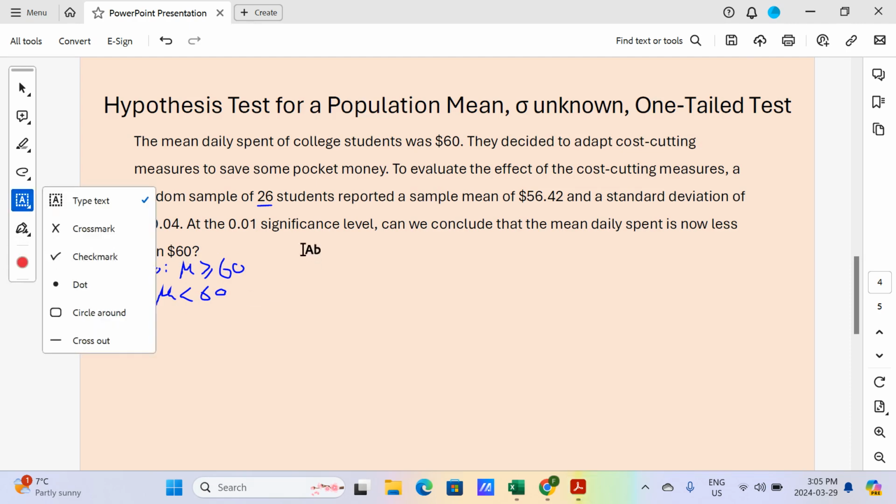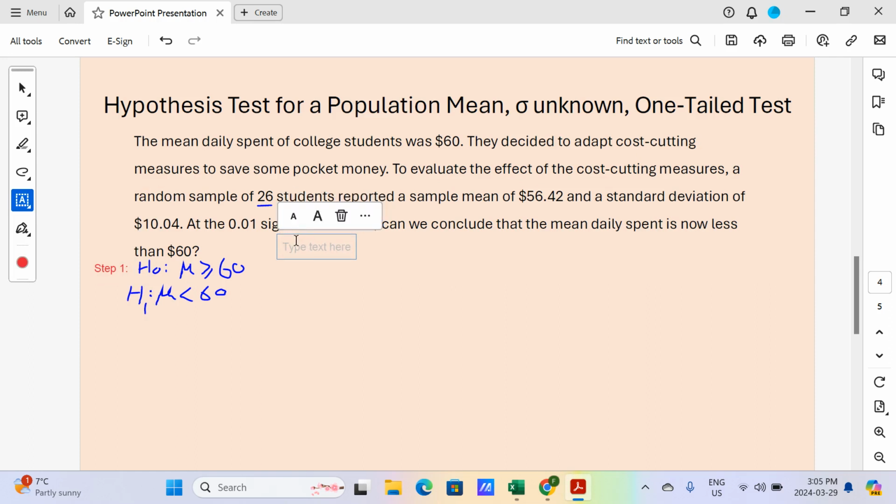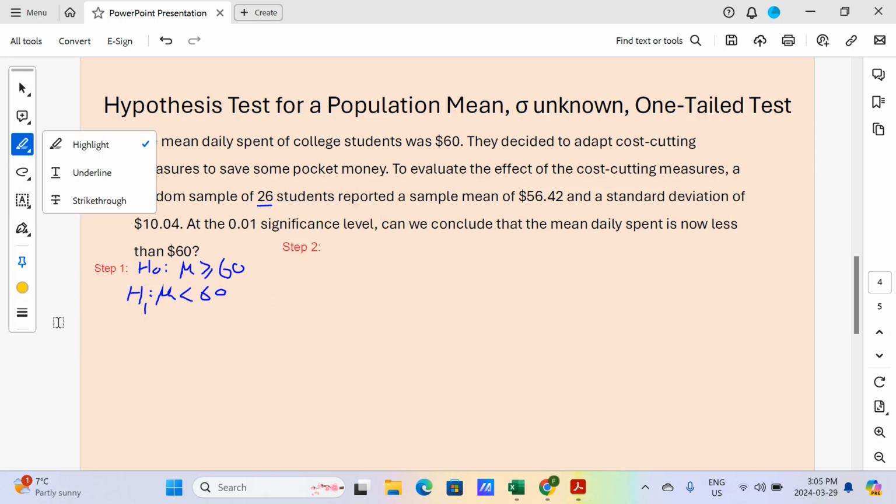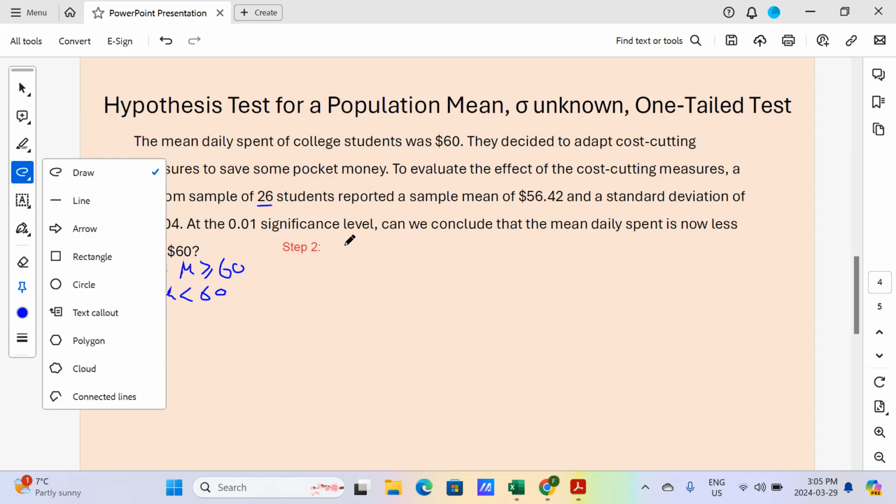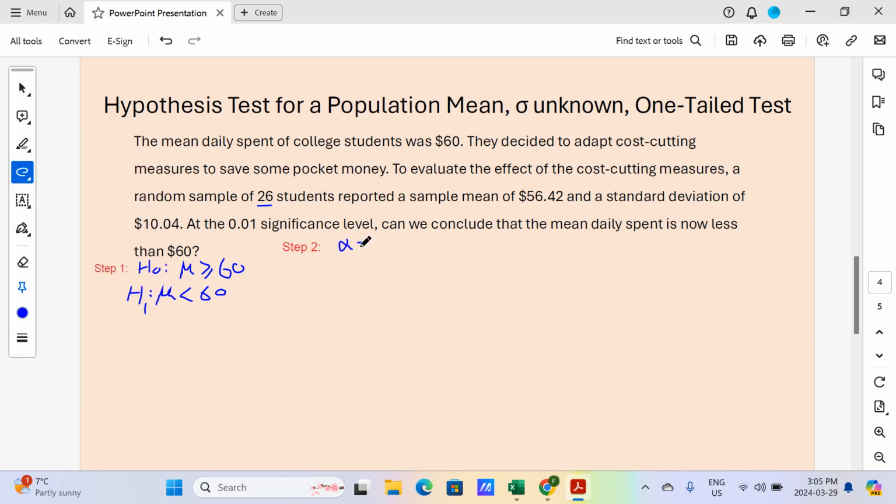Now step 2. In step 2, I need the significance level, alpha. Alpha is given in the question. Alpha is the probability of making a type 1 error. In a video, we talked about that. Or the level of risk, the level of significance, is 0.01. In simple words, alpha is the area of the rejection region. Okay, so step 2 is done.